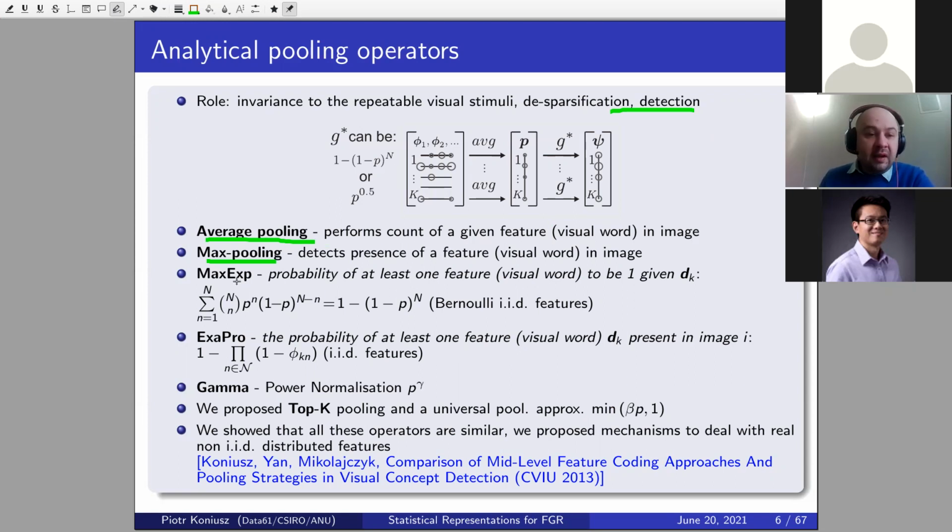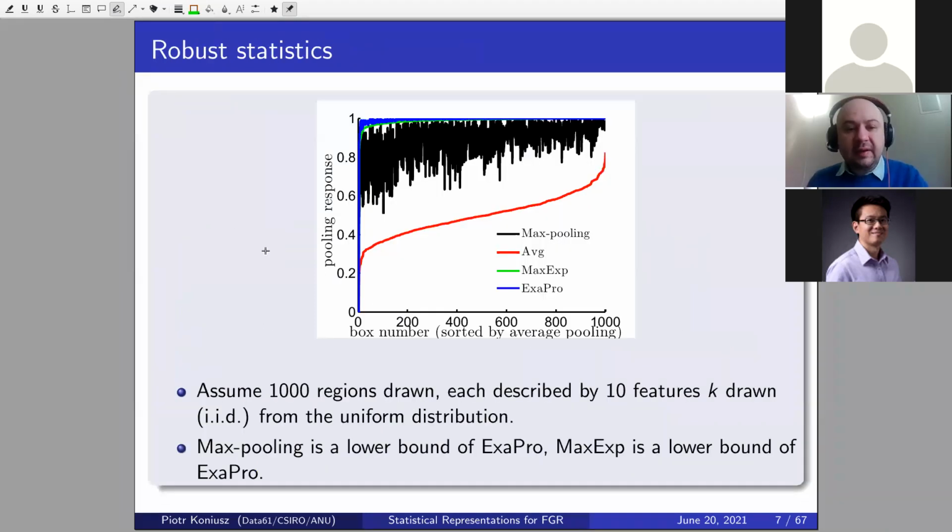But there's also a family of functions that, in one way or another, are inspired by likelihood. So, for instance, this pooling called MaxExp is again a form of power normalization. It is a probability of at least one feature occurring in a set of features, and it is given by this equation. And there are several others, but they do a very similar job. So just to illustrate that, imagine that we draw 1,000 regions from an image.